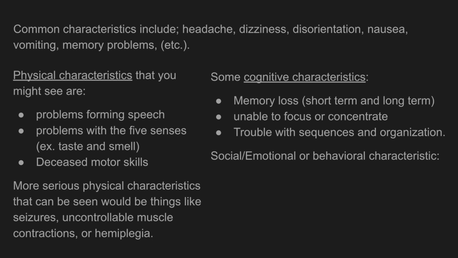Some social or behavioral characteristics that you see. There are a lot of behavioral problems that we see with traumatic brain injury, specifically because in some cases, it's so hard to express what you need and to understand the complexity of emotions. And sometimes, there's a lot of just social emotional things that go on.